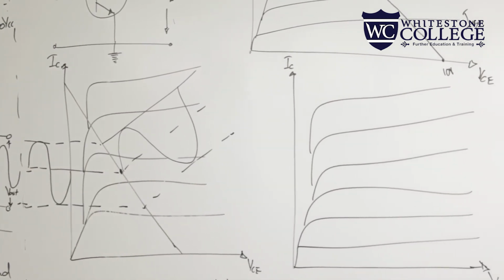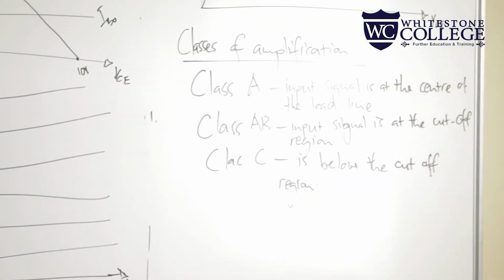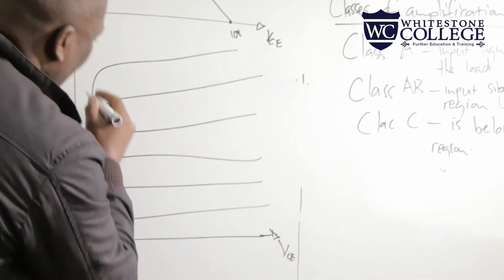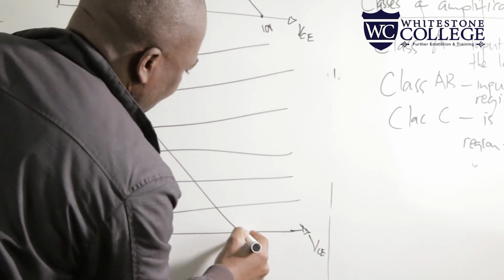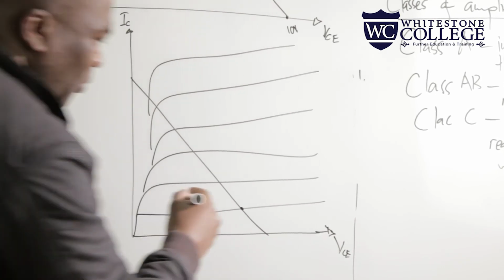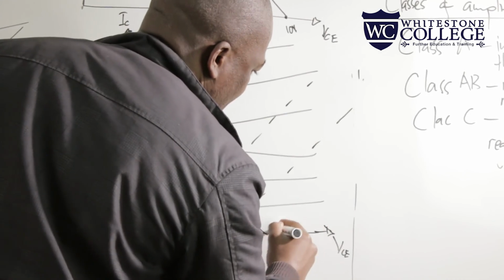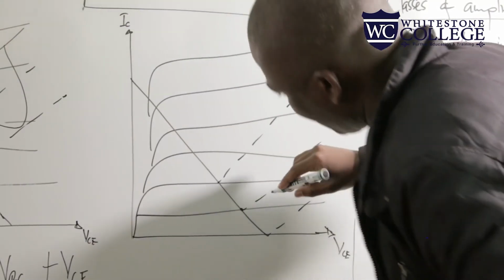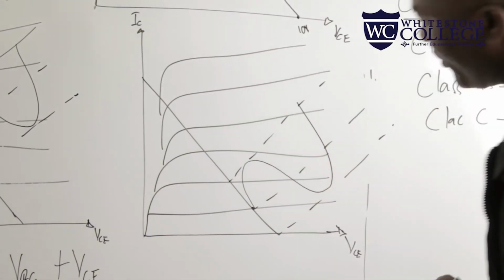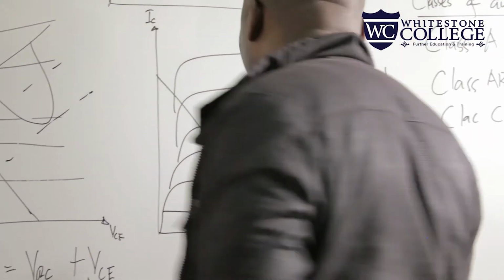All right. Now let's look at class AB amplification. In class AB amplification, the input signal is at the cutoff region. This is the cutoff region. Let's draw our load line. Then at the cutoff region, that's where our input signal is. So we're going to have this, and our input signal is always AC. Are we together? Now we have to see how our output is going to come about.